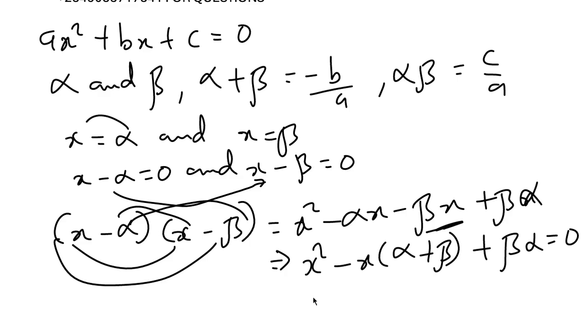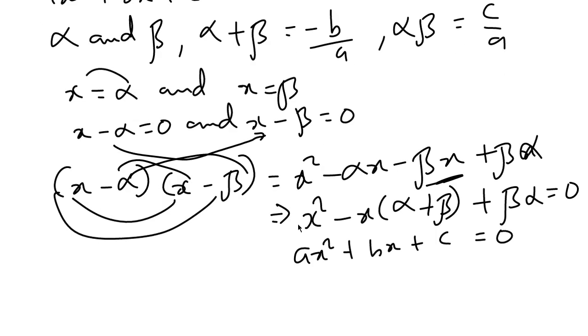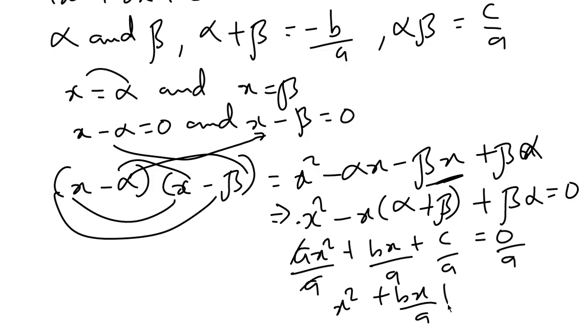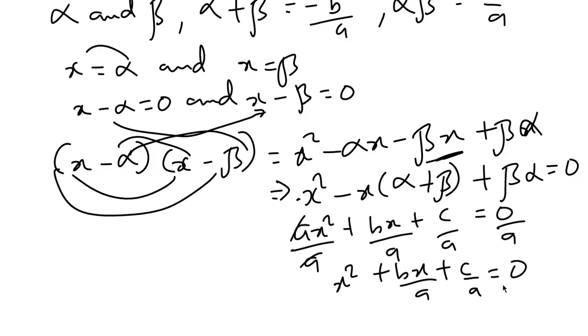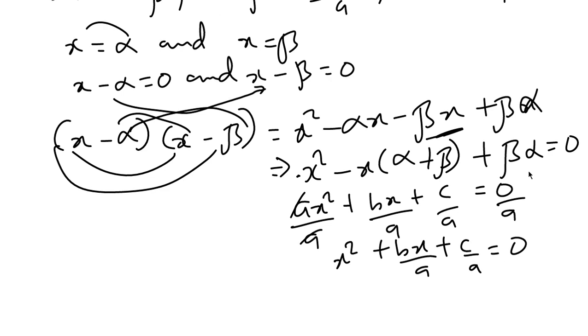So on comparing it with ax squared plus bx plus c equal to 0, we have to divide through by a, so that just like this one right here, the coefficient of x squared will be 1. So dividing through by a, a cancels a, that will be x squared plus bx over a plus c over a equal to 0. And then we can compare the product, that is, we can compare alpha beta to c over a. So that tells us that the product of the roots is simply c over a.